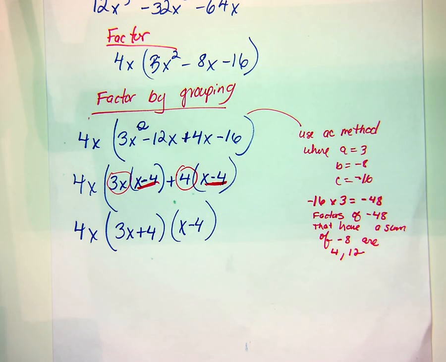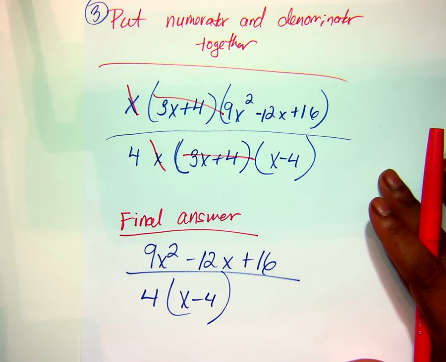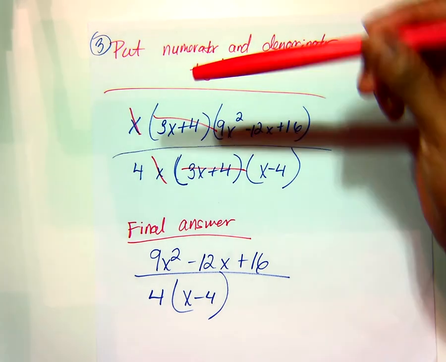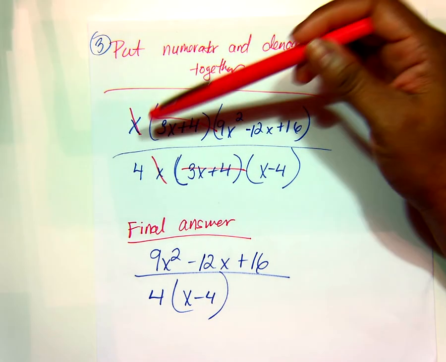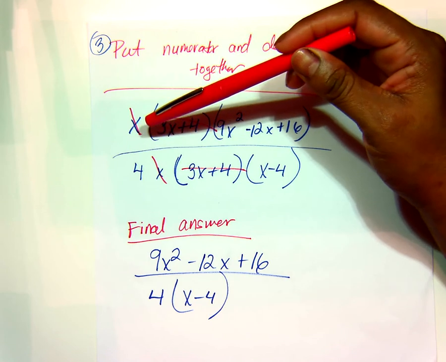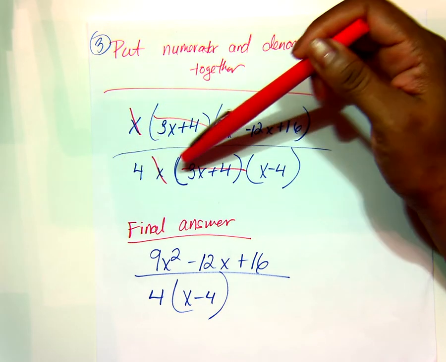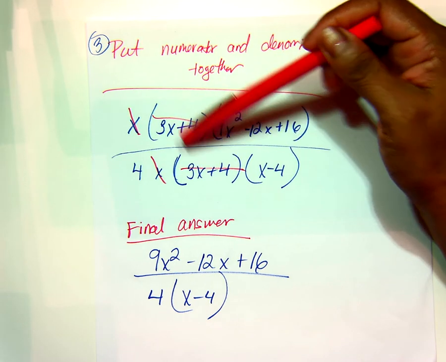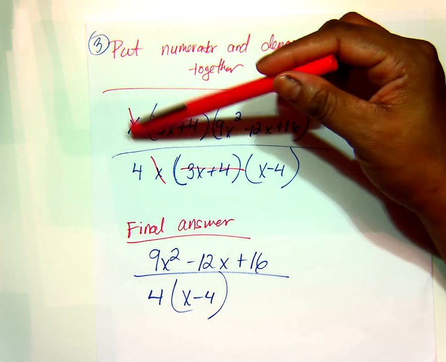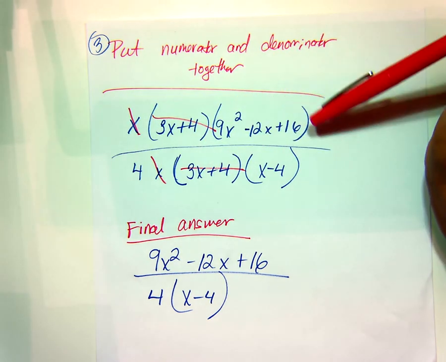But this is still not done. Now we got to put our numerator and denominator together. So once you do that, you got x times 3x plus 4 times 9x minus 12x plus 16. That's for your numerator. And then your denominator is 4x, 3x plus 4, and x minus 4. Notice how these 3x plus 4's cancel out. The x's cancel out. Therefore, bring down everything else.